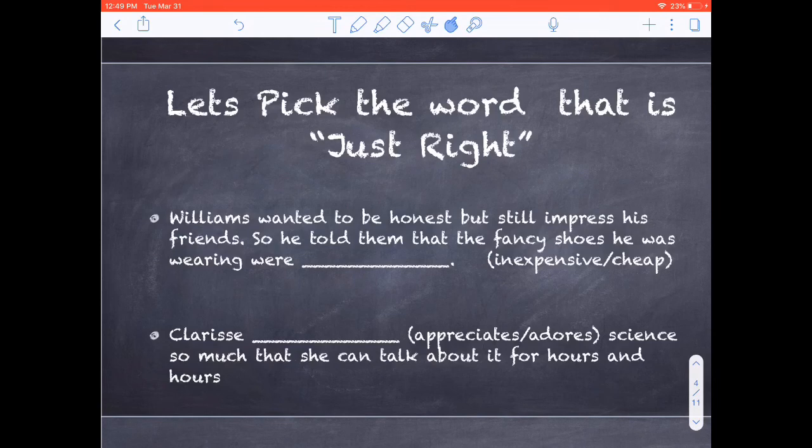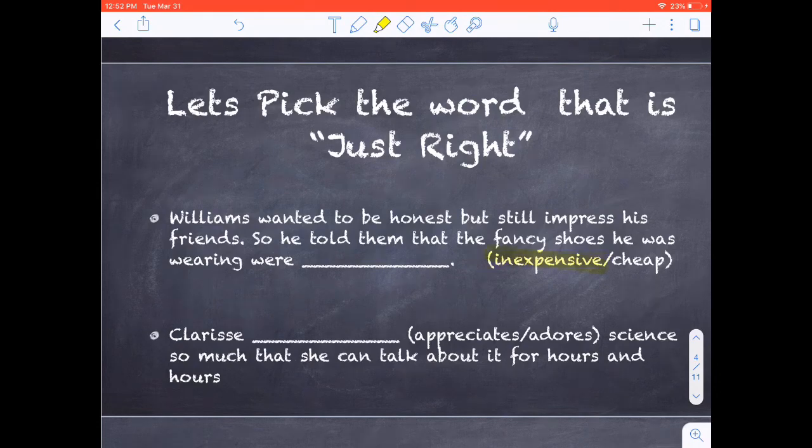Although both are correct, there is a stronger, more intense, specific word. Williams wanted to be honest, but still impress his friends. So he told them that the fancy shoes he was wearing were inexpensive or cheap. We have to decide which one of these is the very best choice, which one is more descriptive. I believe inexpensive is a little more descriptive, and it's helping me really get a clear image in my head of it just not costing a lot, whereas cheap might make me imagine other things.